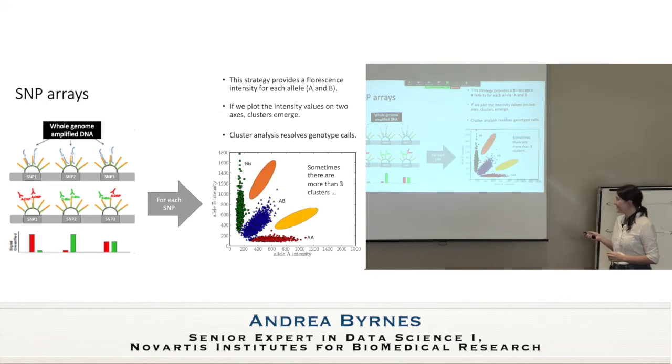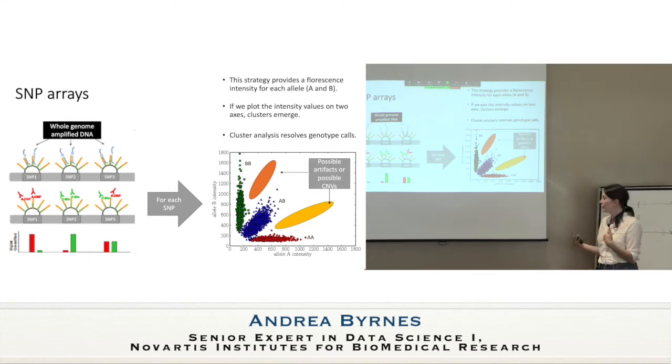Okay, so sometimes there are more than 3 clusters. I added these little clouds where they might be. This could also be indicative of some kind of artifact, but it could also be a copy number variation. If you imagine you had an extra copy on one of your chromosomes, then you might have 2/3 green and 1/3 red, or 2/3 red and 1/3 green.